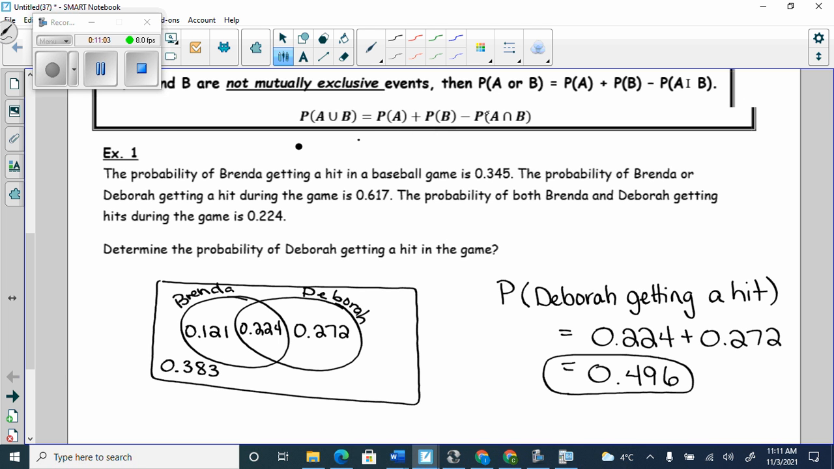We agree? Another question they could ask on here is what's the probability that Brenda or Deborah don't get a hit, which would be 0.383, right? You could ask the outside number as well. All right. Next page.